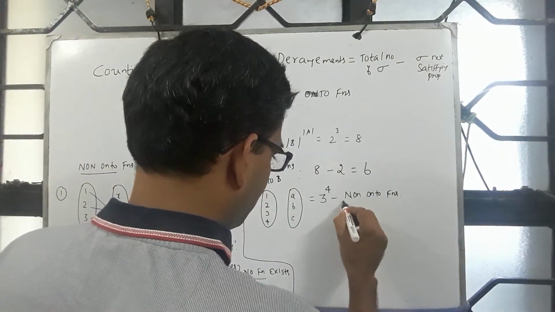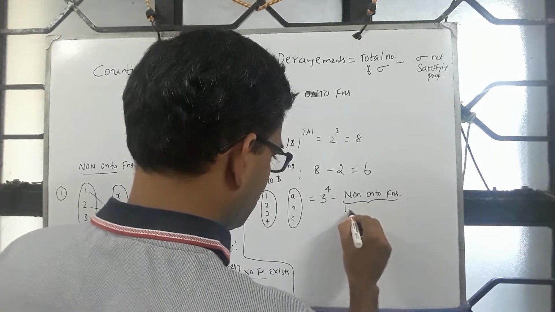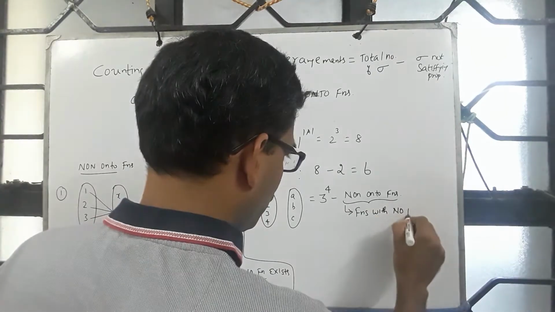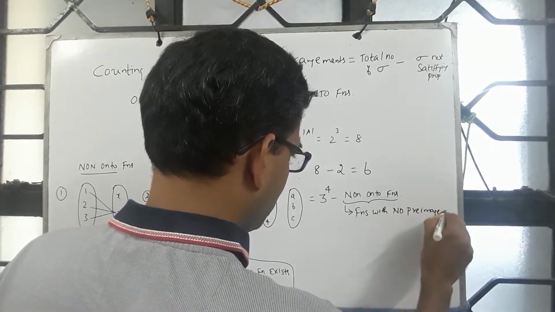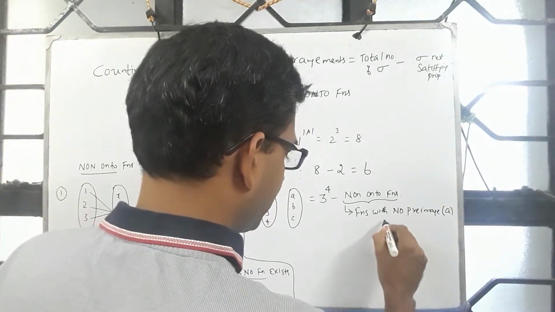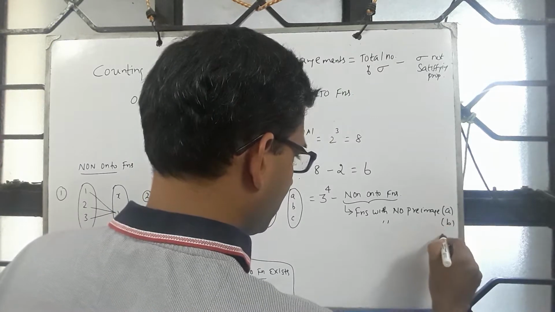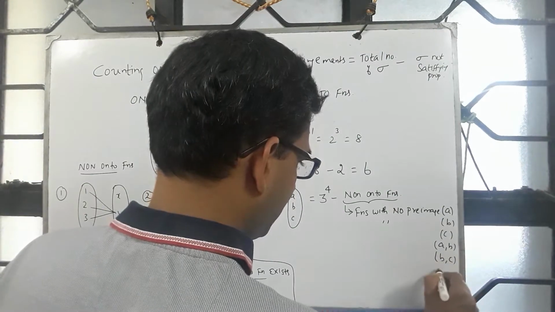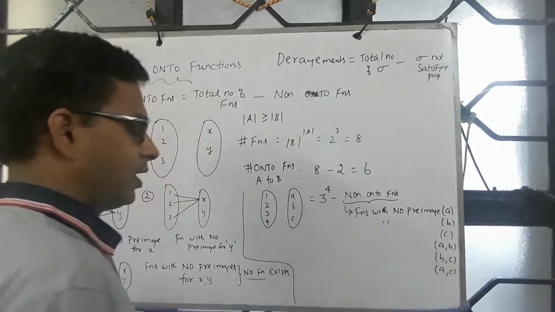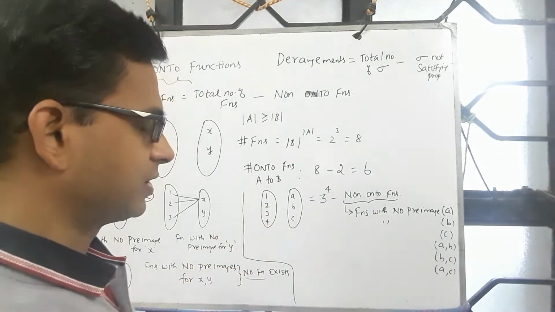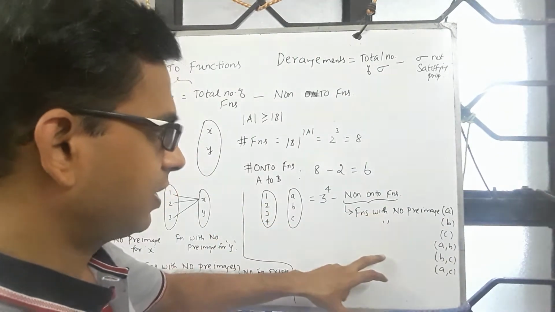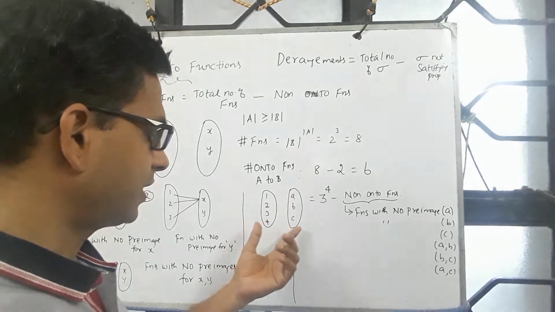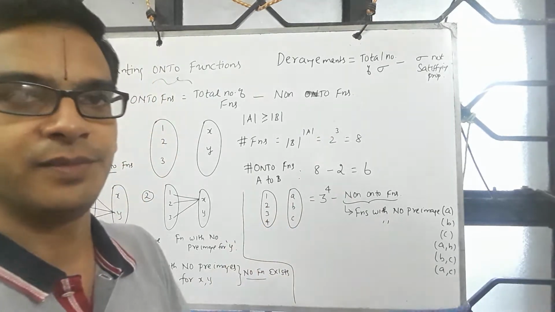So what are these functions? This one is functions with no pre-image for A. Similarly, functions with no pre-image for B, no pre-image for C, no pre-image for AB, BC and AC. And no pre-images for ABC, no such functions. So we just have to count this and subtract this component, so that we get the number of onto functions from a set of size 4 to a set of size 3.